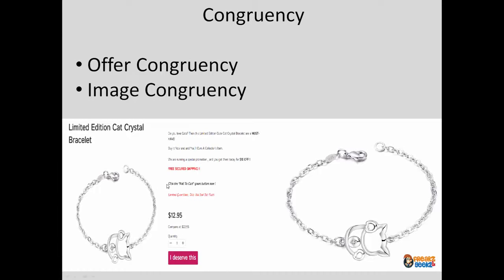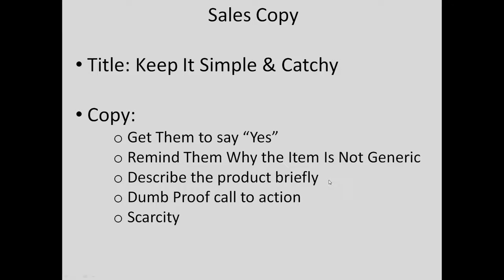So I will say here, you'll see click the add to cart green button now, because I was testing the software, but it's supposed in this case to say click the I deserve this pink button now, right here. So that's what I call a dumb proof call to action. And then obviously we want to use scarcity, what it says here, limited quantities. This will sell out fast. So that's basically the structure of the sales copy that I use.